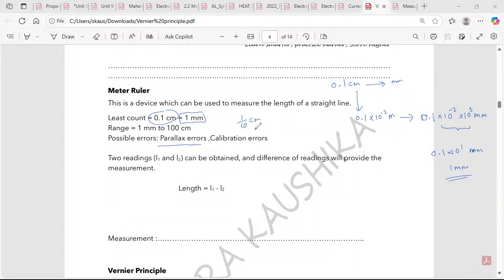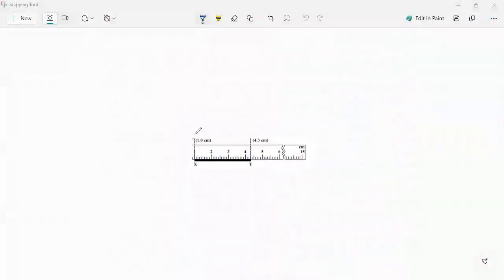So errors can be calibration and parallax errors, just like I mentioned before. Even calibration errors, I said that the 0 and the 100 mark can be in wrong positions. We won't know it, right? So we will take a measurement using a meter ruler now. There are two measurements that we take, L1 and L2 now.